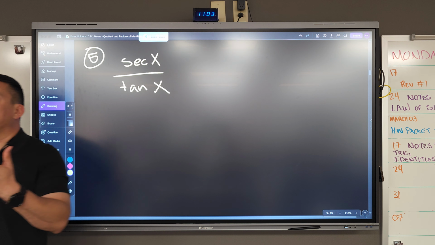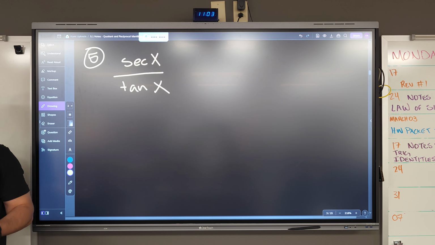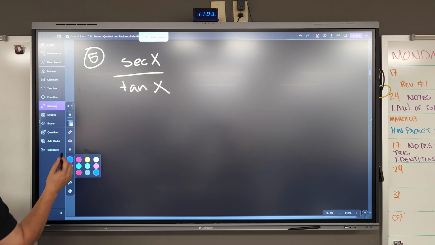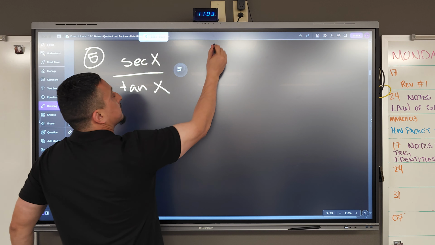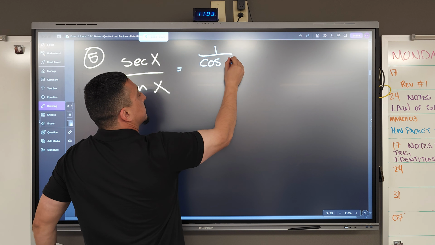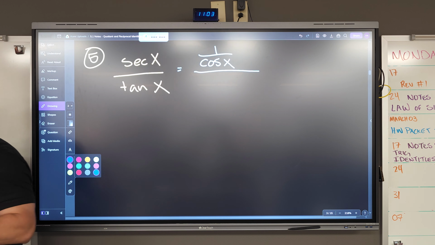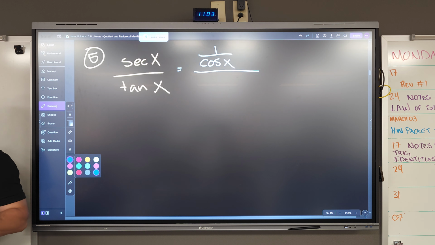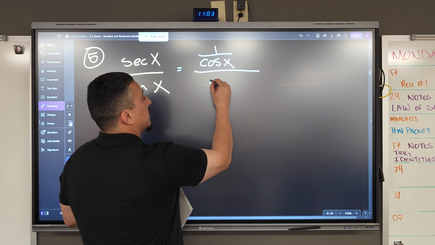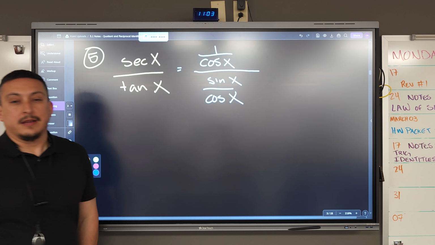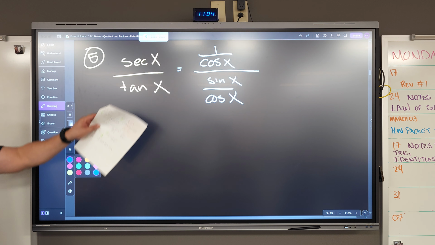So we need to switch both because neither of them are in sine and cosine, right? So we switch both. So secant is 1 over cosine. And tangent, again, you don't want to go to cotangent, you want to go to sine and cosine. And what do we do, guys, when we have this setup?